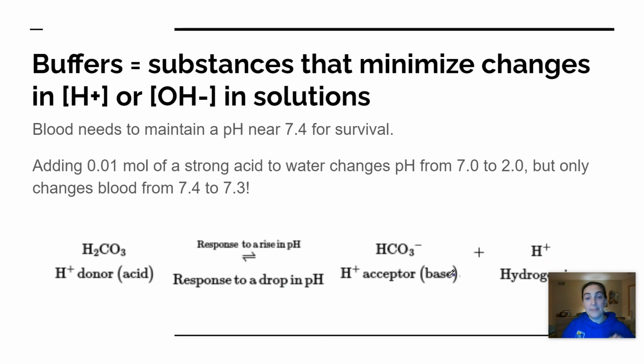If, however, the opposite happens, if there's a rise in pH, remember, if the numbers start going up, 7 to 8 to 9, that means we're actually getting more hydroxides. So that's what a rise in pH means.